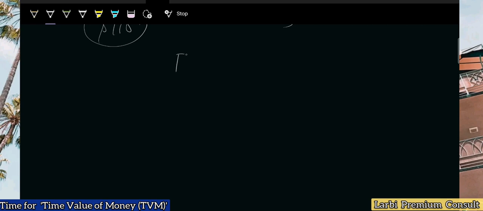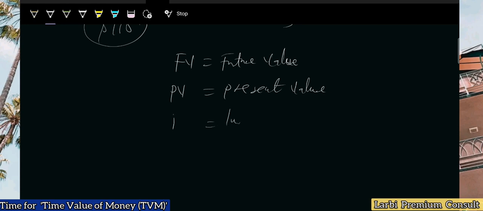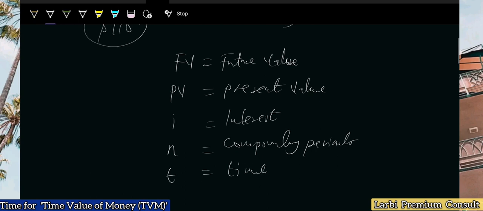We have what we call the future value. You also have present value, then you have the interest. We also have N, we're talking about the number of compounding periods, and we have T as the time factor here that we are talking about. So generally, in every time value of money calculation that you see, these are the parameters you're going to see.